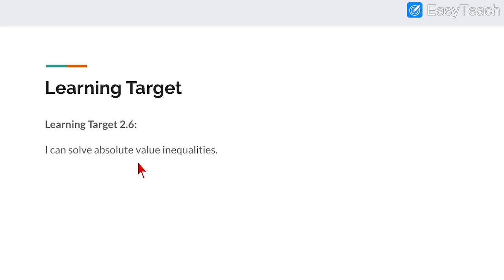All right, so our target today is I can solve absolute value inequalities. We've already done inequalities. We've done absolute values back when we did equations, which remember is where we had the two straight lines. We had to separate them.